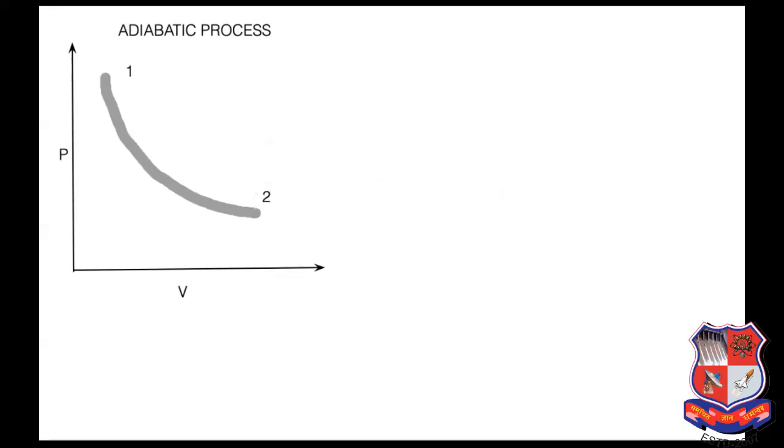As I told you earlier, you have to write down the volume here. So it is V1 and V2. Same here, it is pressure P1 and pressure P2. Okay.